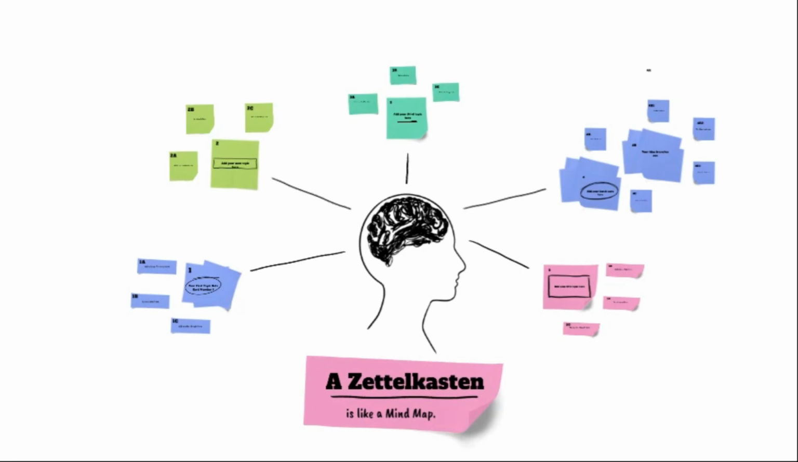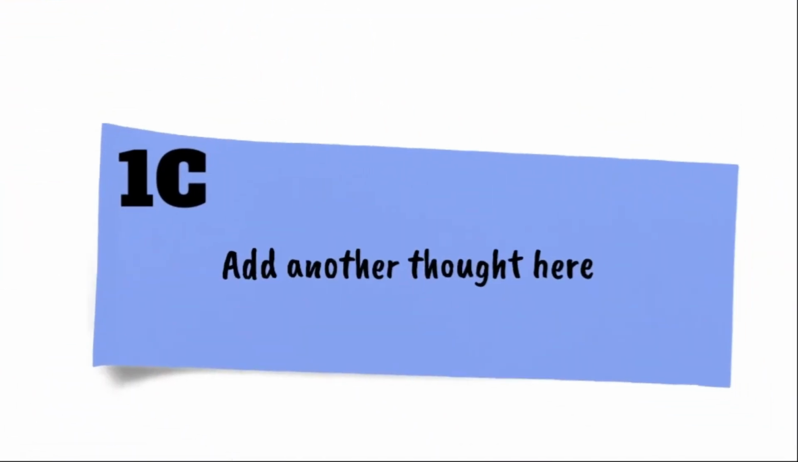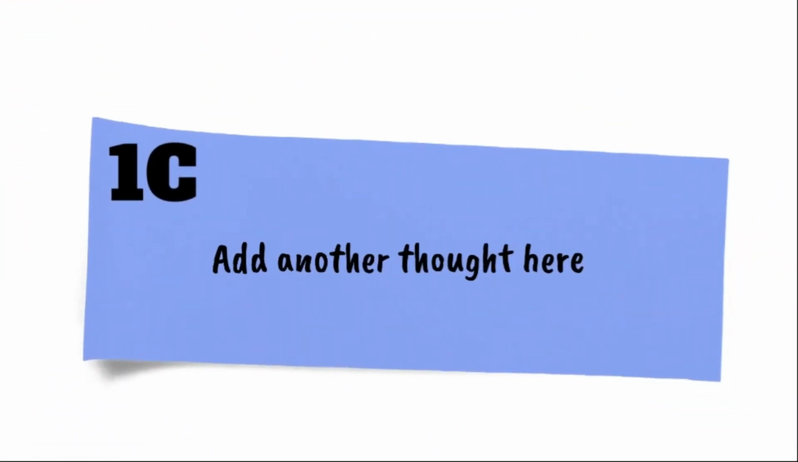A Zettelkasten is like a mind map. Before I give you a formal introduction to the easiest possible numbers, let's take a look at how a Zettelkasten is ordered. Zettelkasten is, after all, a collection of ideas that are related to one another. So in the easiest possible numbering system, your first topic is going to be card number 1. And as card number 1 develops, it could have a number of what we call child thoughts coming off of it that relate to card number 1.